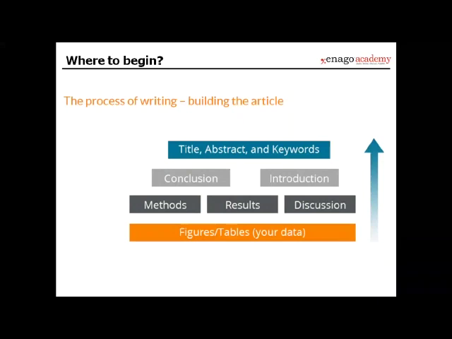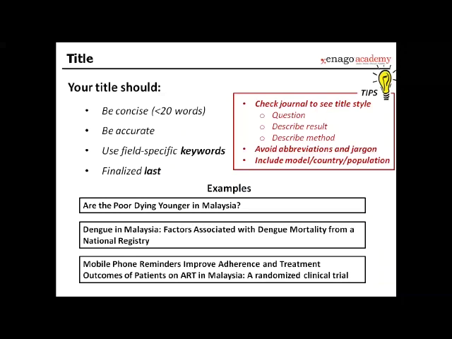Now let's look at each of these individual components. So what's a title? A title should not be too long. Usually it's less than 20 words long. It should be accurate. It should be very field specific, and you should use field specific keywords. And of course, just like I said before, it should be finalized in the end. You should never finalize the title just before or as soon as you start writing or drafting your manuscript. Here are a few examples.